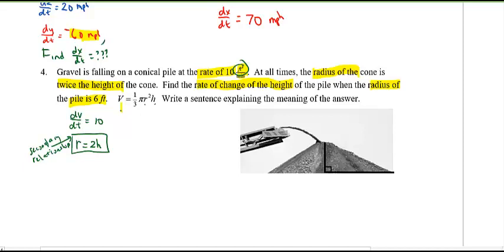Okay. What else do we have here? It says find the rate of change when the radius of the pile is 6 feet. So find the rate of change of the height, dh/dt. Okay, I want you to figure that out when r equals 6. And remember, r equals 6 also implies that h equals, because r equals double h, or 2 h's, h must be 3.